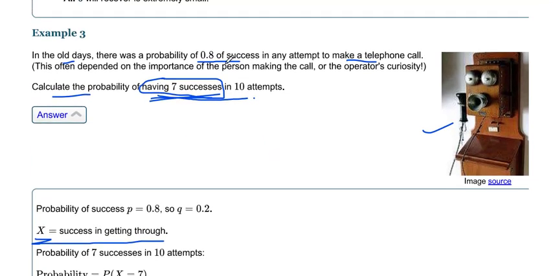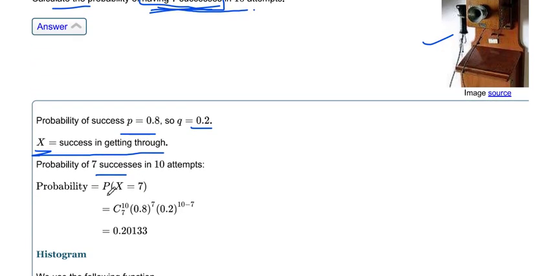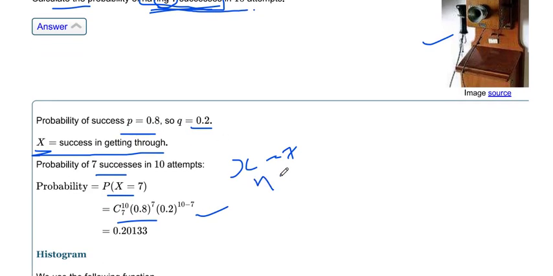So now here 0.8 success means p is given, the probability of success is given, so we can find q as 1 minus p, which is 0.2, and the random variable x is the number of successes in getting a call. Now the probability of 7 successes in 10 attempts is simple: probability of x is equal to 7. This is a simple example. Put in the values: x is equal to 7, because we have to find 7 successes, n is equal to 10, p is equal to 0.8 and q is 0.2. With the formula, we can find the probability of 7 successes in 10 attempts.